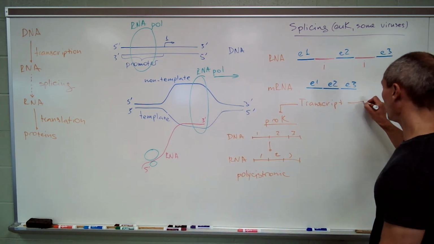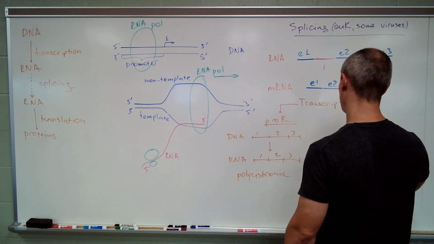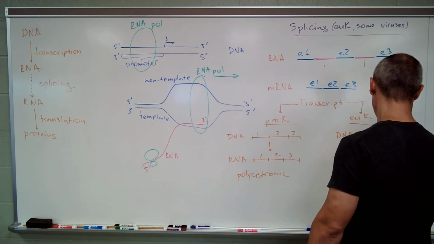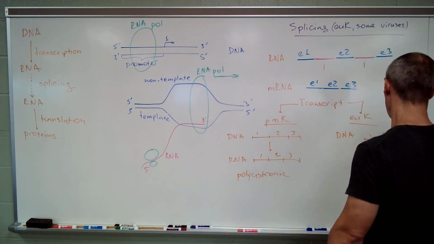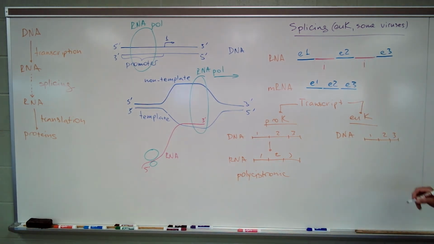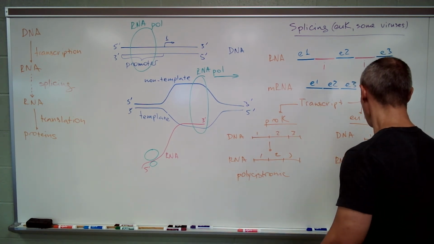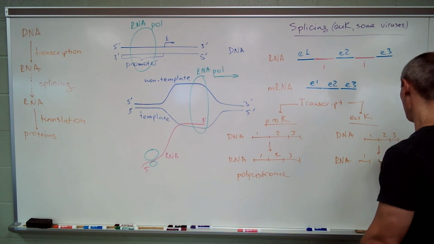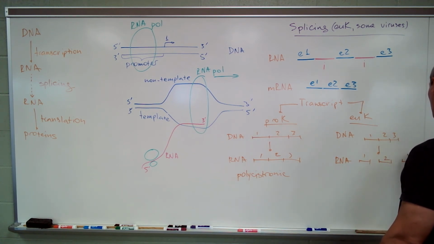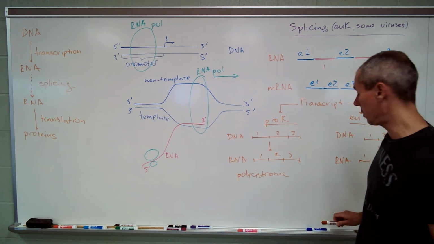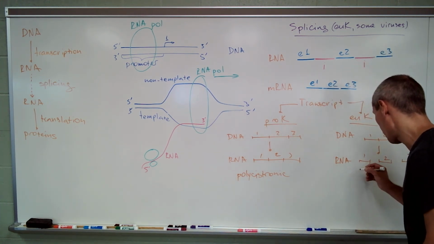In eukaryotes, same arrangement, genes 1, 2, 3 in the DNA. When they're transcribed into RNA, you're going to get gene 1, gene 2, and gene 3 as separate RNA molecules. And it's called a monocistronic transcript.